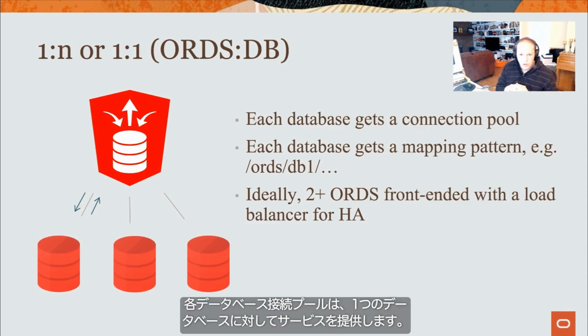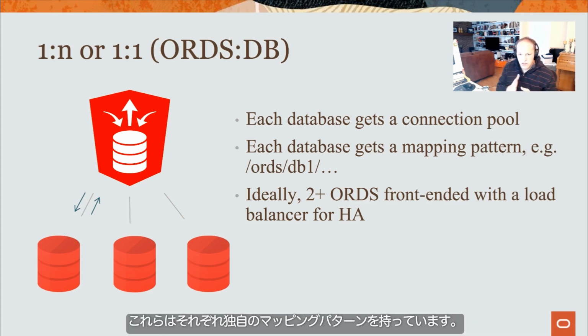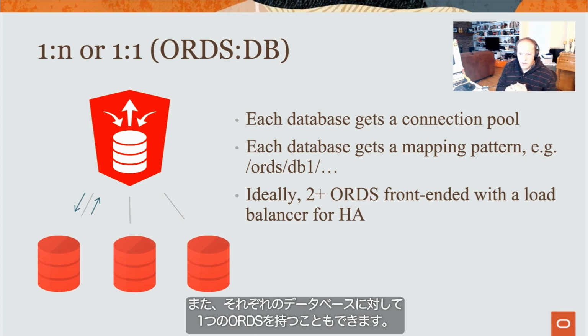Each database connection pool serves a database. So you could have one ORDS supporting 50 databases, in which case there'd be 50 JDBC connection pools in there, one for each. They each get their own mapping patterns, so the URIs that you would see in the requests that go tell ORDS which database that request goes to. You can also have one ORDS for each database if you'd like. It's really up to you.